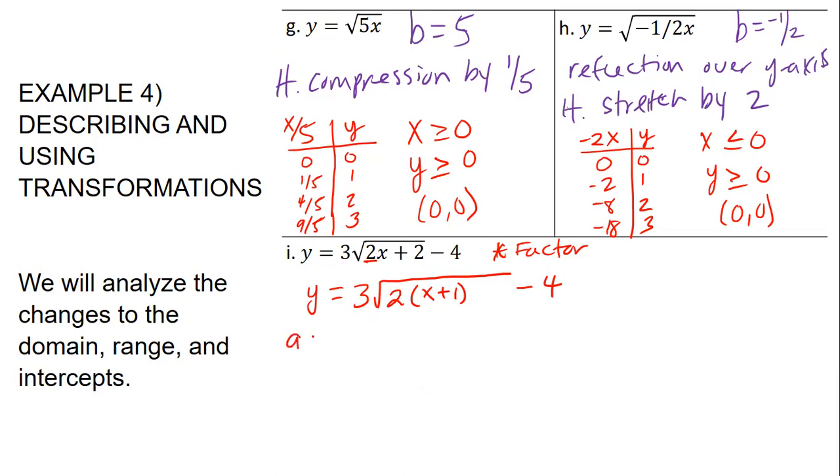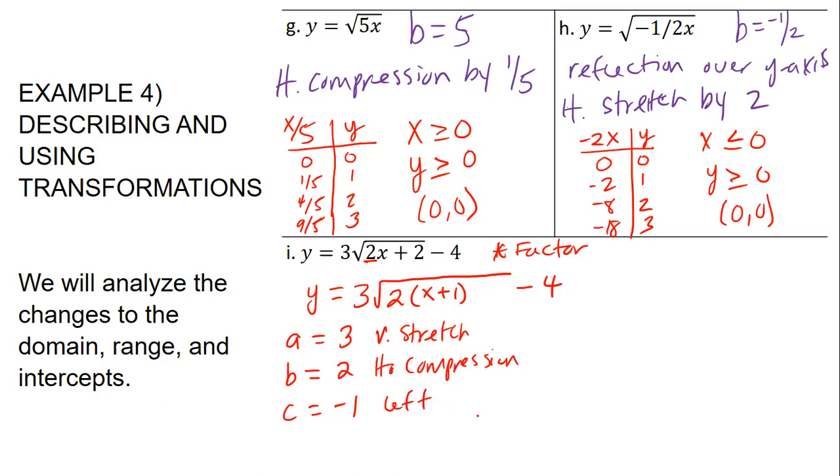All right, so we're going to go through and label everything we have. We know that A equals what? 3. So A equals 3, which is a vertical stretch. So we have a vertical stretch by 3. Our B equals 2. With B equaling 2, what does that mean? A horizontal compression. Yeah, it's the opposite. Our C equals -1, which means we're going to go to the left. And our D equals -4, which means our function is going to go down 4.